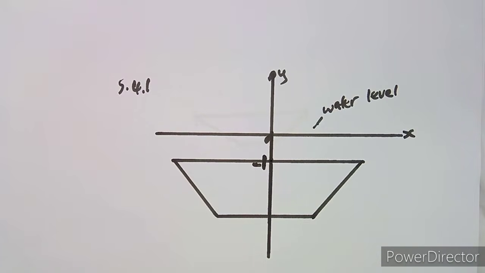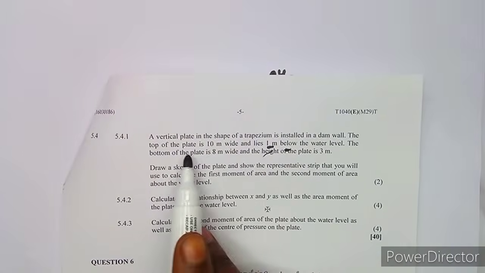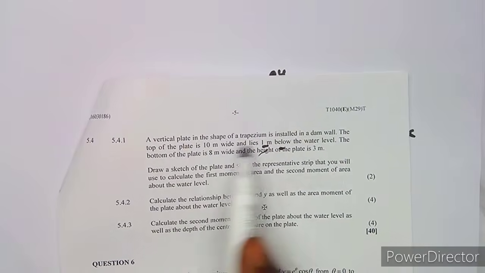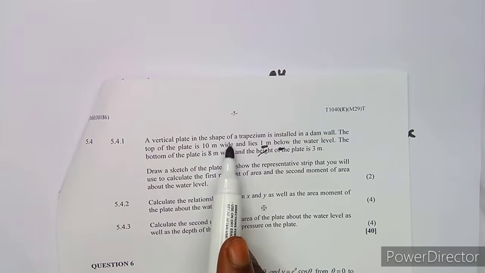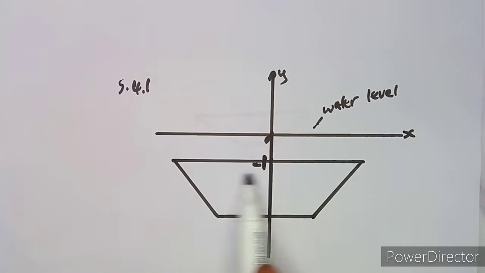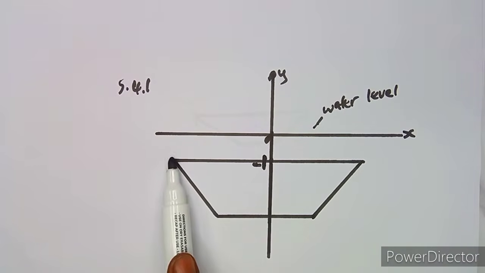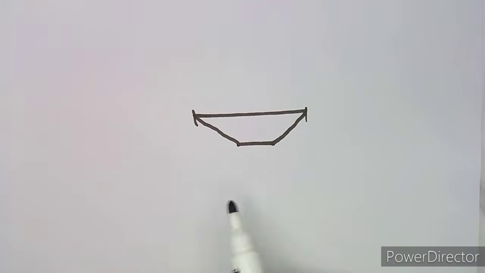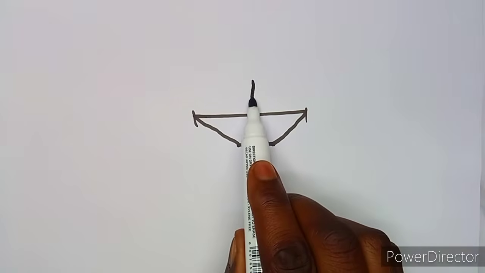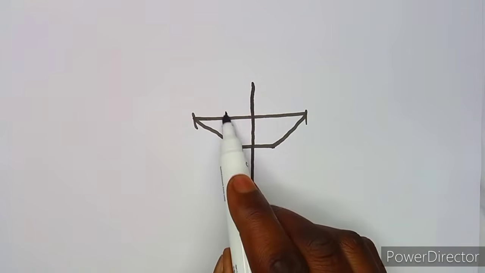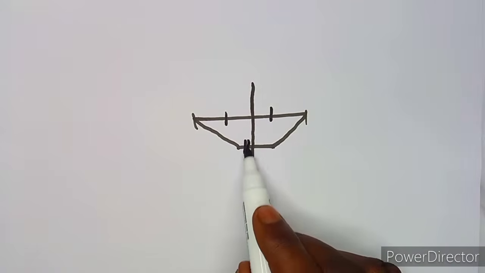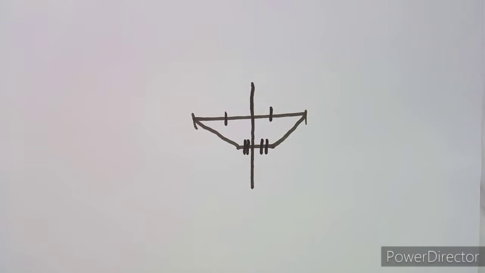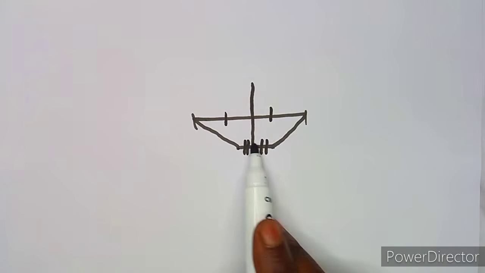Then let's take another piece of information. The top of the plate, take note, is 10 meters wide, which is this one. This is the top, which was 1 meter below, but from this point to this point it is 10 meters. Remember also that this trapezium is divided into 2 equal parts by the y-axis. So this side and this side are equal, from this point to this point to this point, they are equal.